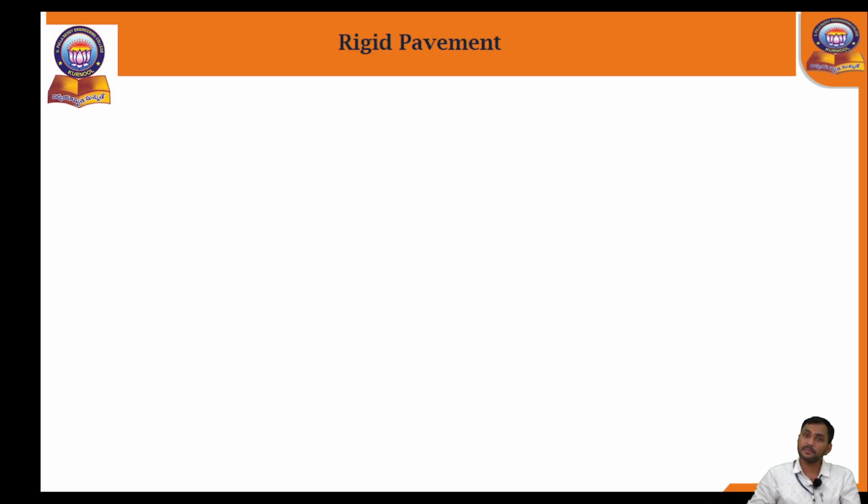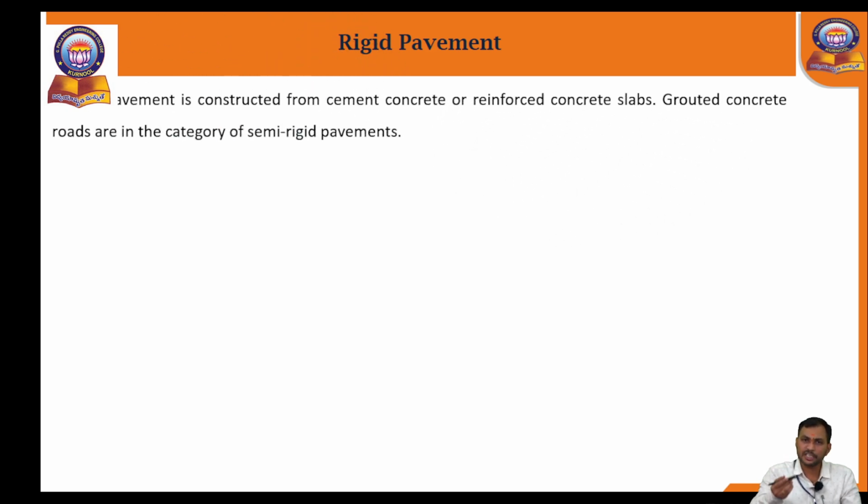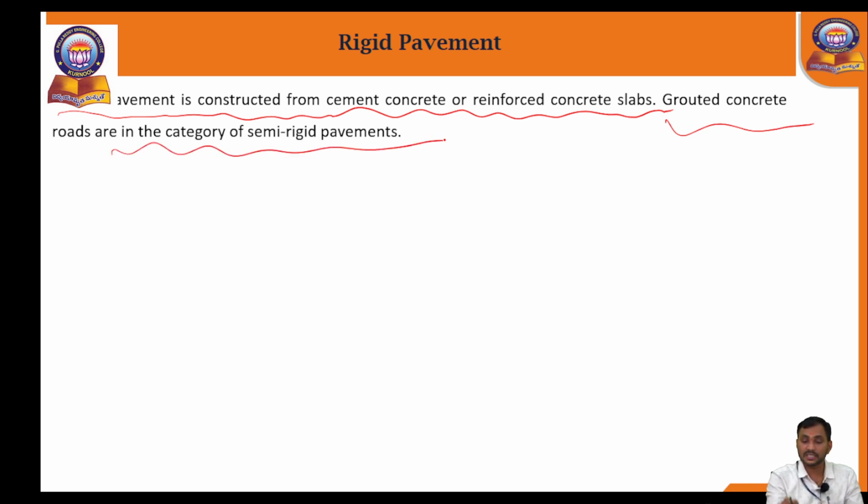Next, rigid pavement. What is meant by the rigid pavement? This rigid pavement consists of a mixture of cement concrete or reinforced concrete slab. In our daily life, we observe how houses are constructed with concrete; the same type of concrete we use on the road surface. That is called rigid pavement, for strength purposes. So a rigid pavement is constructed from cement concrete or reinforced concrete slabs. The grouted concrete roads are a category of semi-rigid pavements.